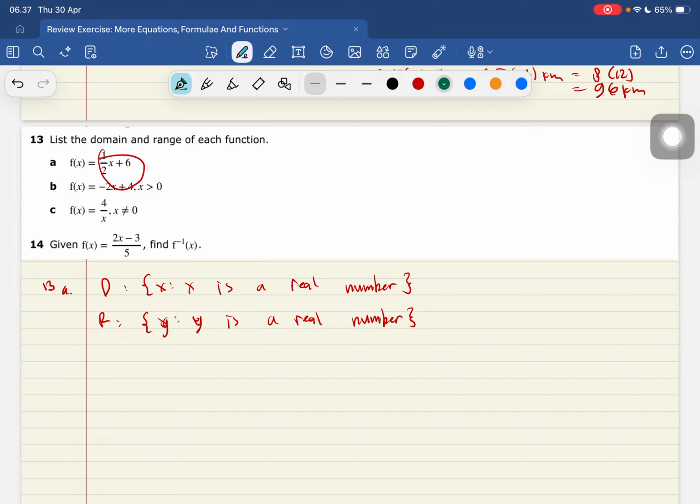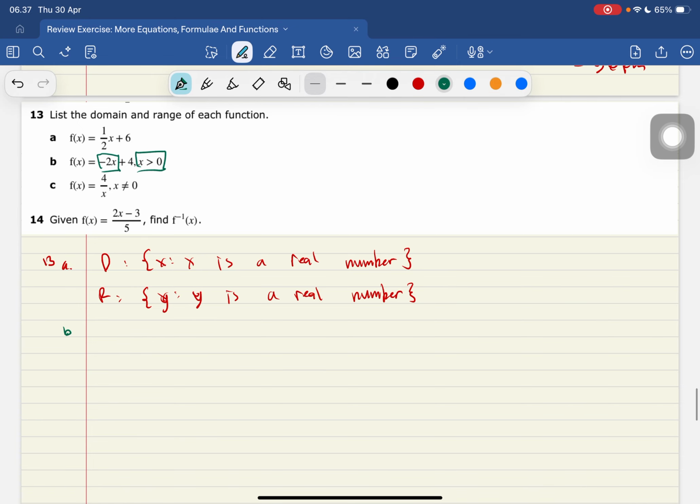Okay, next, look at here. We got negative 2x. First, here they state x needs to be bigger than 0. So for B, the domain, x is bigger than 0 and x is a real number.